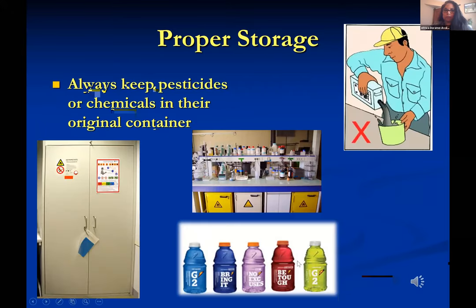It was mentioned earlier to always keep pesticides or chemicals in their original container. Why is that important? If you were to store a chemical in a different bottle, what color are most chemicals, green or blue? If you were to store that in a different container, what color are Gatorades? There are different colors. So that is why it is always important to store chemicals in their original containers.